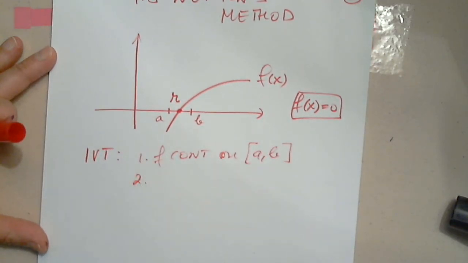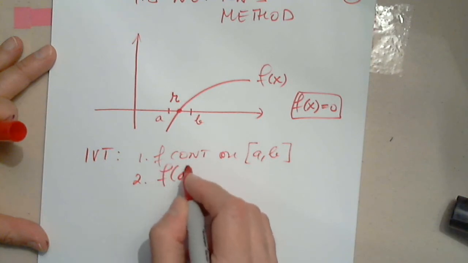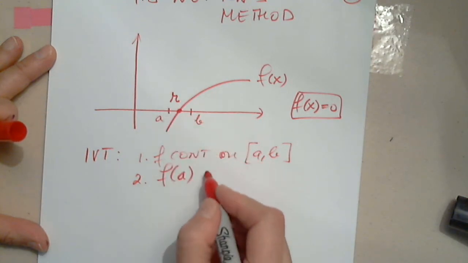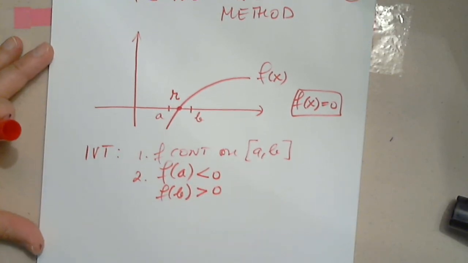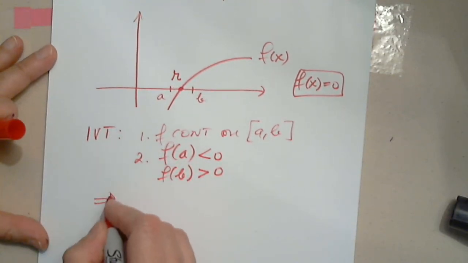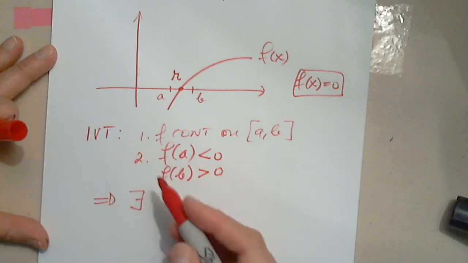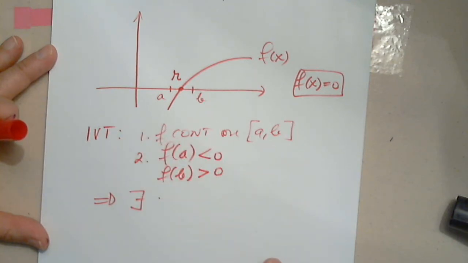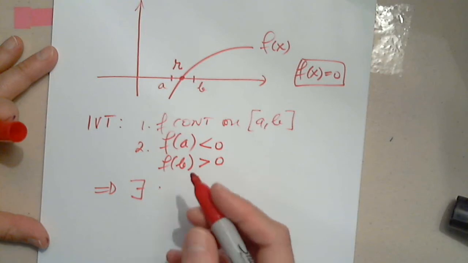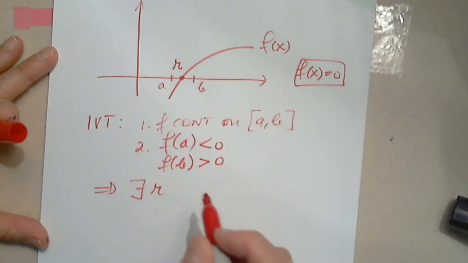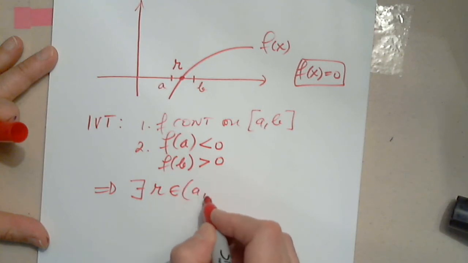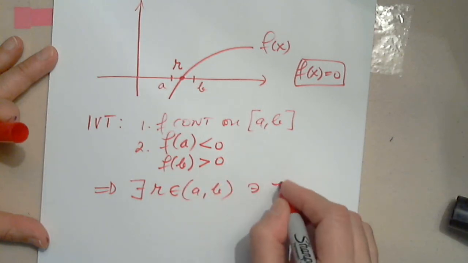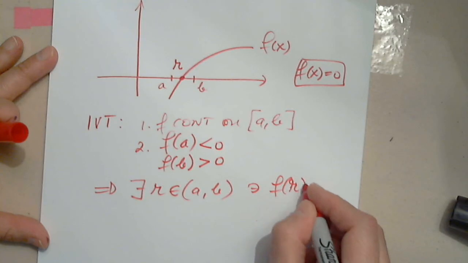Number 2, f of a in my example is negative. F of b in my example is positive. Therefore, there exists by IVT, there exists, we denoted it then by C. Let's denote it by R because that's what they use now. It doesn't matter. You can use any notation you like, such that f of R is 0.